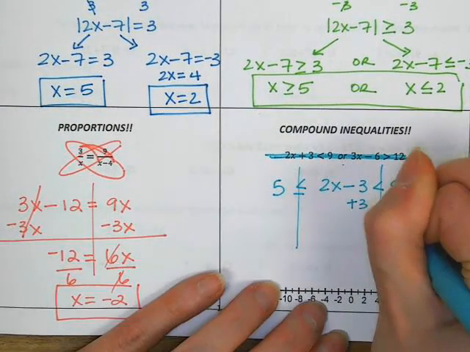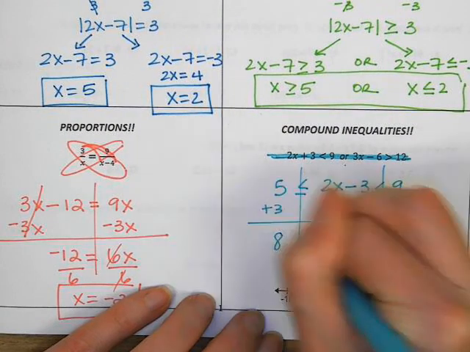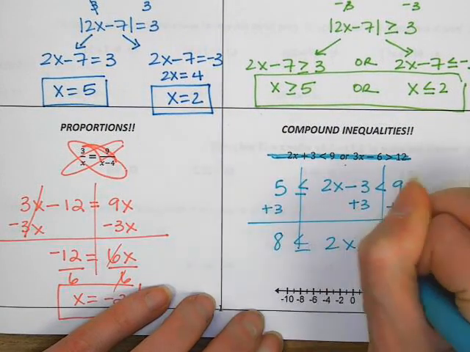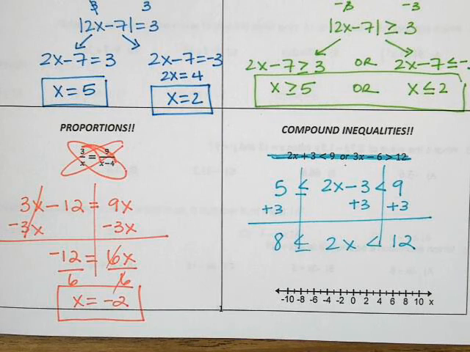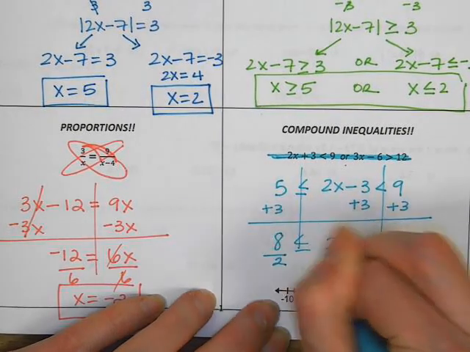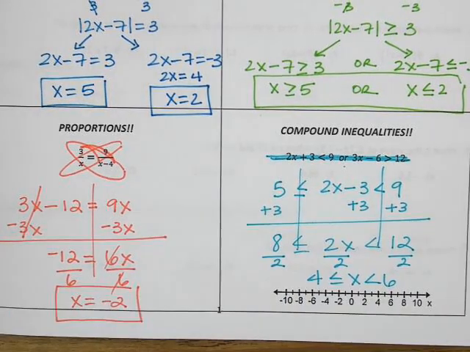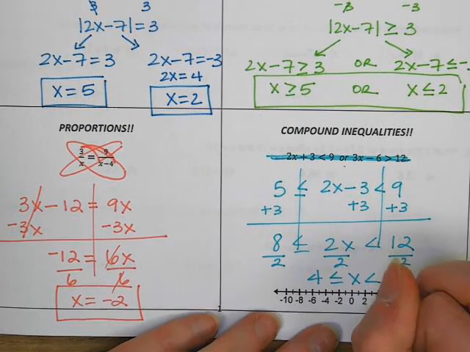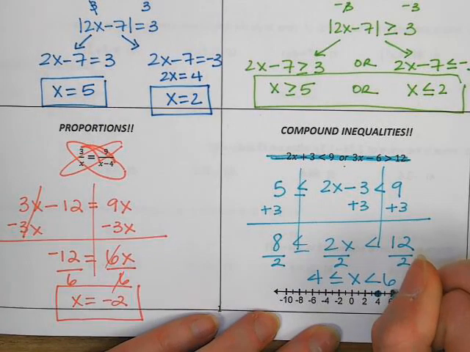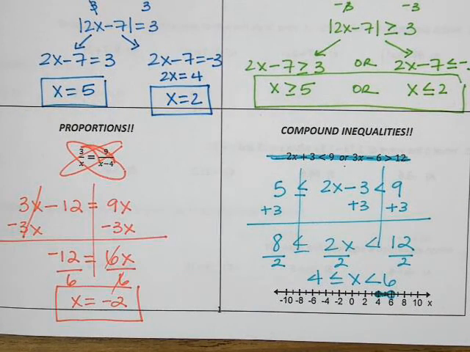So add 3 to every single section. We have 8 less than or equal to 2x less than 12. And then divide by 2 to every single section. And we have 4 less than or equal to x less than 6. And then remember, an and is the inside. So close circle at 4, open circle at 6, and it's all the stuff in between.